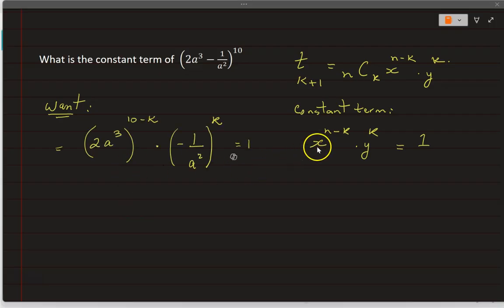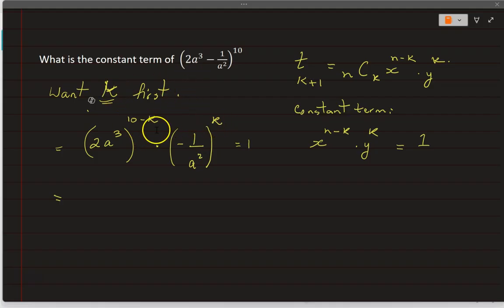Okay, so in place of x, I put 2a cubed. That's my first term, to the 10 minus k, times the second term, which is negative 1 over a squared, so it would be negative 1 over a squared to the k. When you multiply this, you should get 1 right here. That's what we're going to follow. All right, now we have to do some mathematical gymnastics to simplify this, and it's very simple. Let's go ahead and do that. Just before that, let me remind you that what we want first is k. That's what we want.